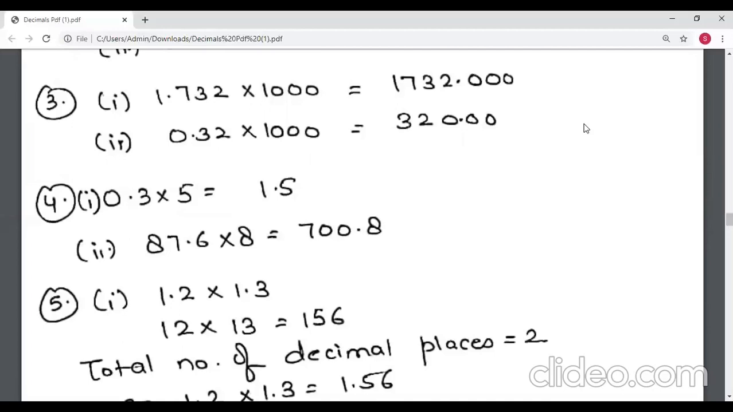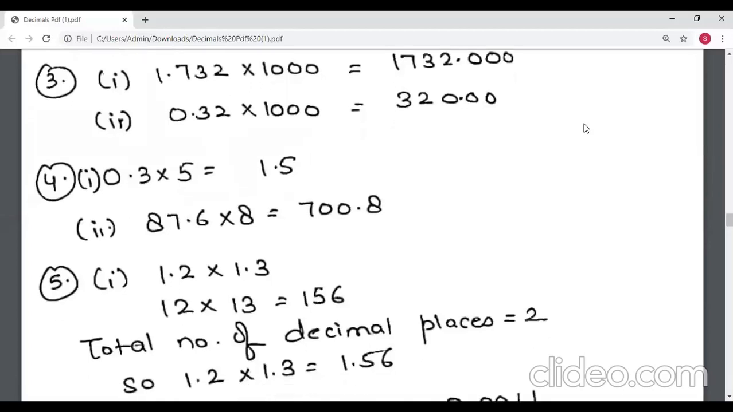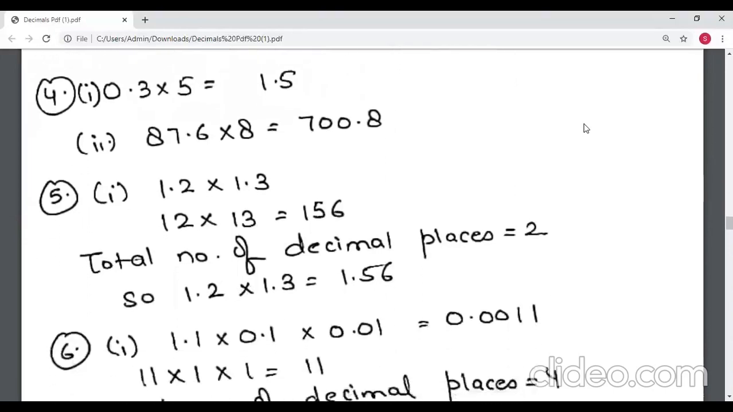You'll get the answer as 320. Fourth part, 0.3 into 5. We'll first multiply 3 into 5. 3 into 5 will give you 15, and because one decimal place is there, the answer will be 1.5.